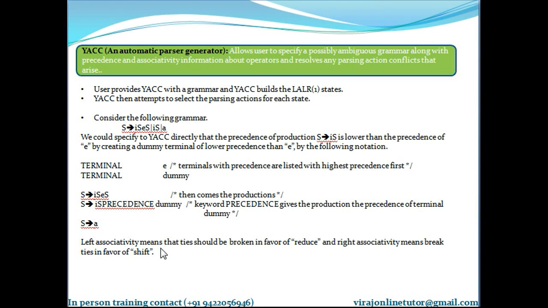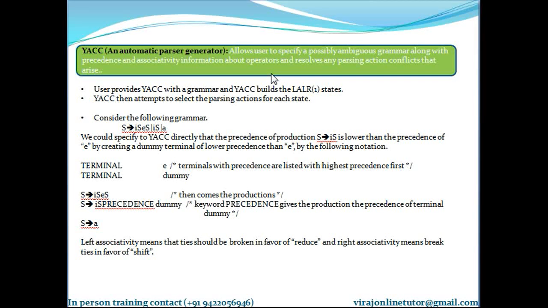Hi everyone. Now this is my last session on the syntax analysis chapter. So now we are going to discuss a Yacc tool. Yacc tool is an automatic parser generator tool. Here we need to specify possibly an ambiguous grammar to the tool along with precedence and associativity information about the operators so that the tool itself can resolve the parsing action conflicts.